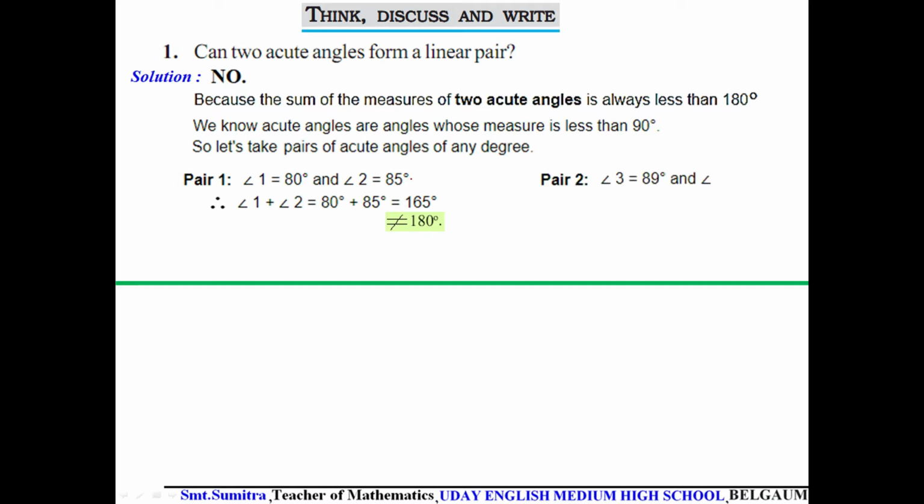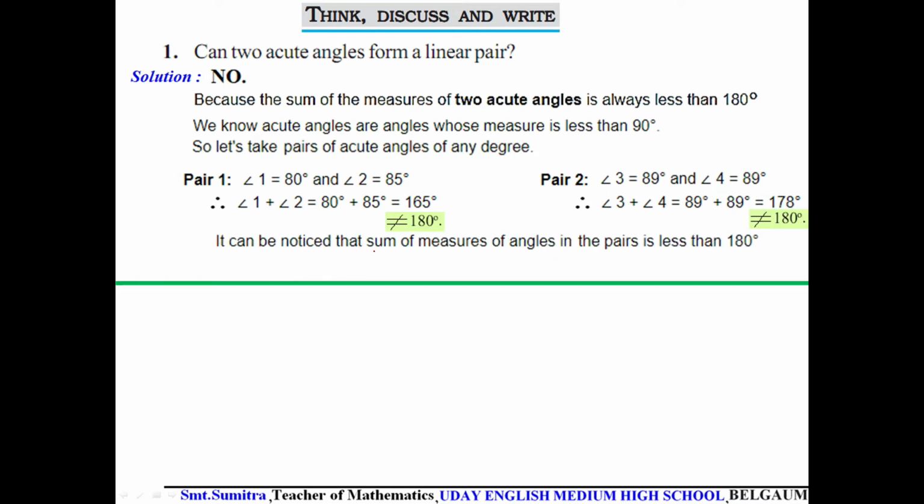Another example, angle 1 is 89, angle 2 is 89. If I add these two, we get 178 degrees. This is again not equal to 180 degrees. Therefore, we notice that the sum of measures of angles in the pairs is less than 180 degrees. And hence, we say that two acute angles do not form a linear pair. Two acute angles cannot form a linear pair.